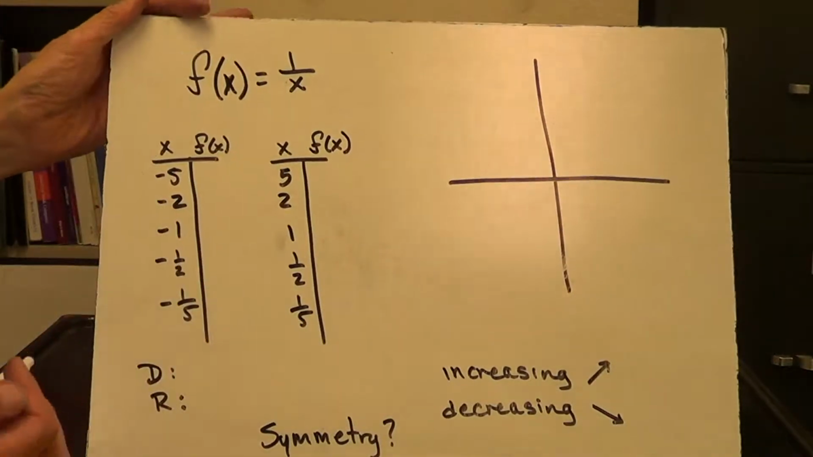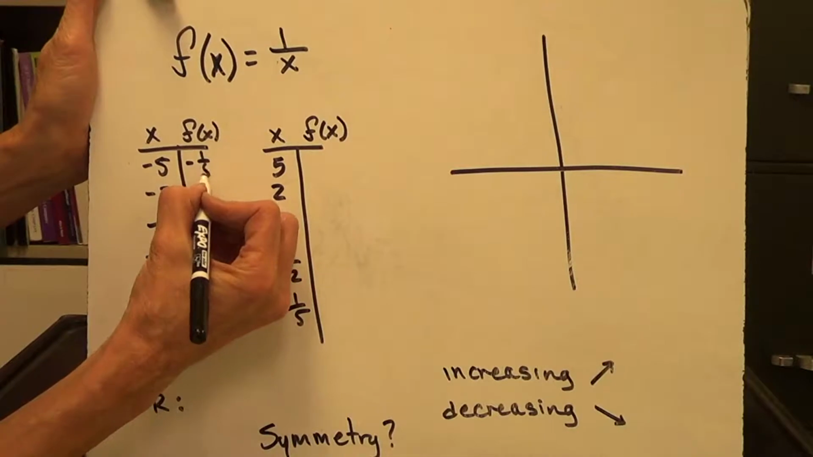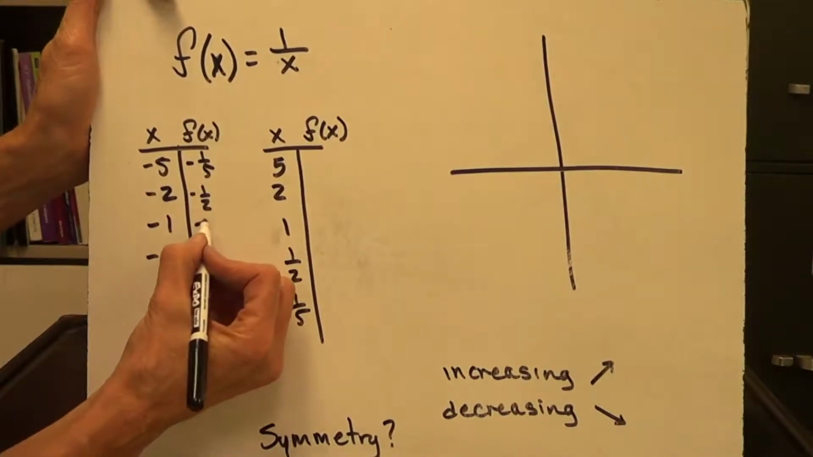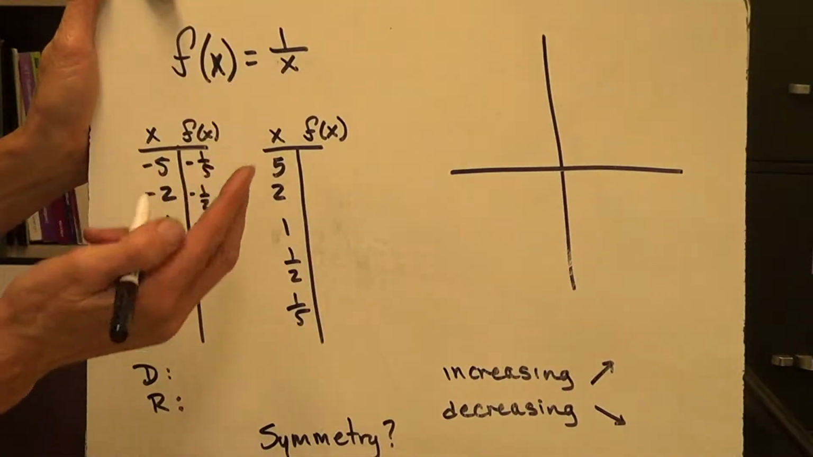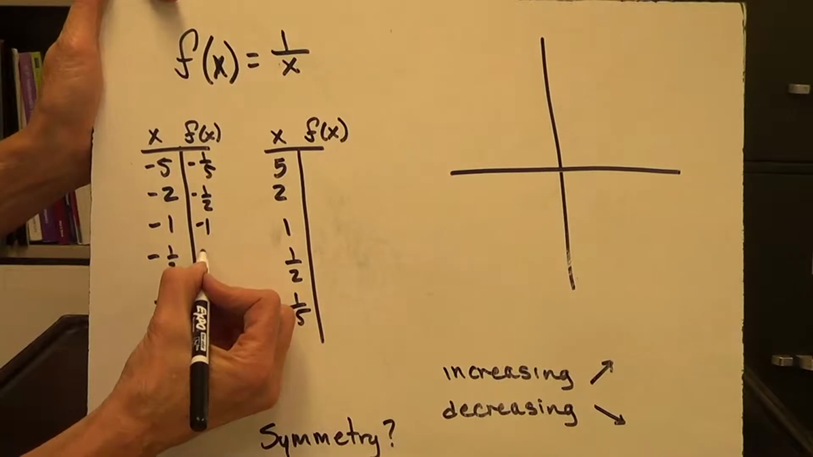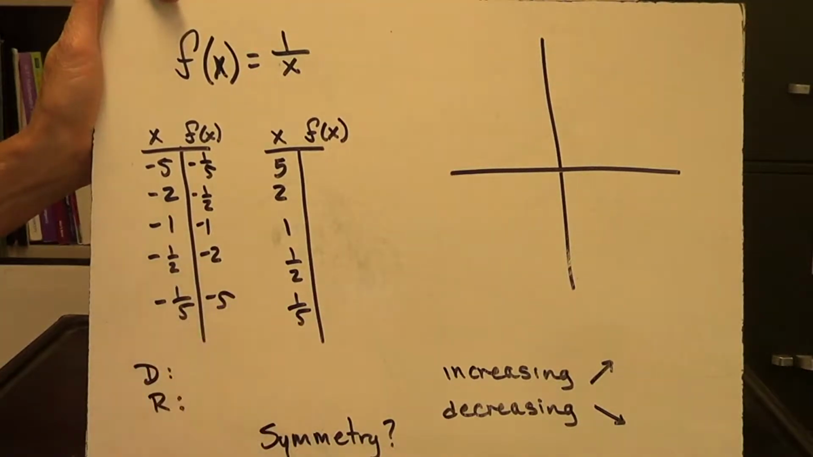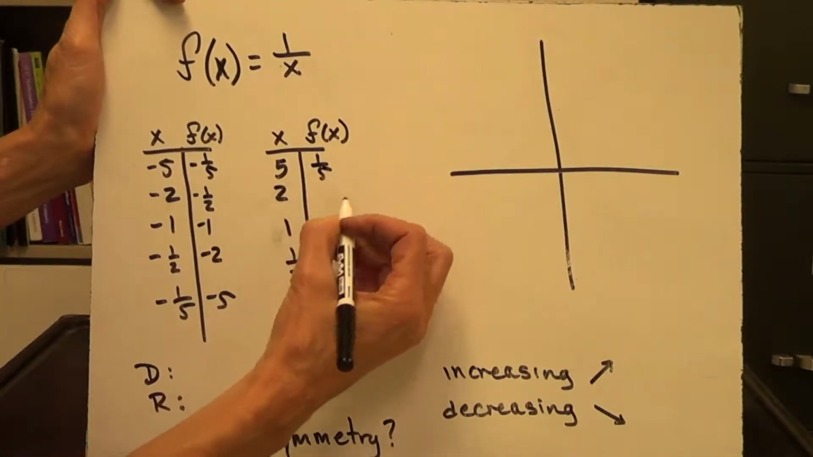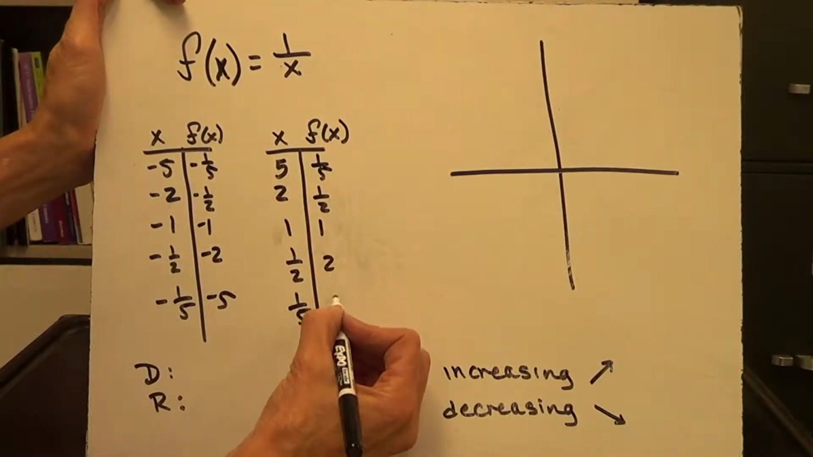1 over x would be graphed this way. Put a negative 5 in there, it would become negative 1/5. Negative 1/2. 1 over 1 is 1. 1/2, remember, if you're dividing by a fraction, you flip it: skip, flip, and multiply. So that would become negative 2 and negative 5. Same thing over here. We plug these in. It would be 1/5, 1/2, 1, 2, and 5.